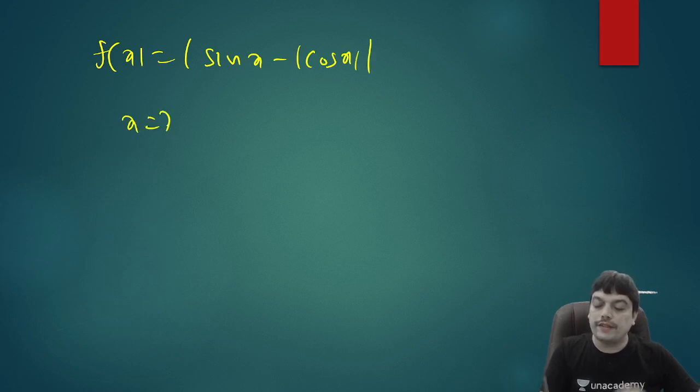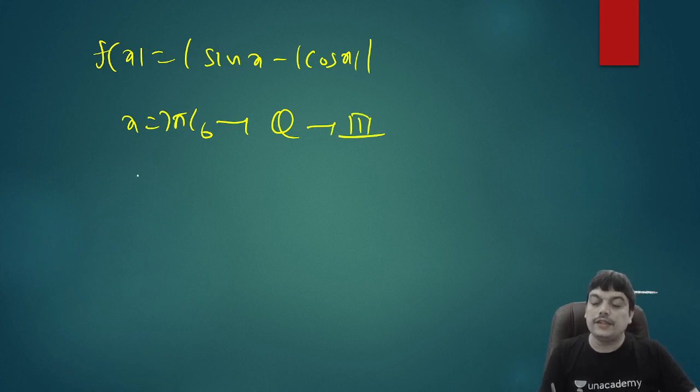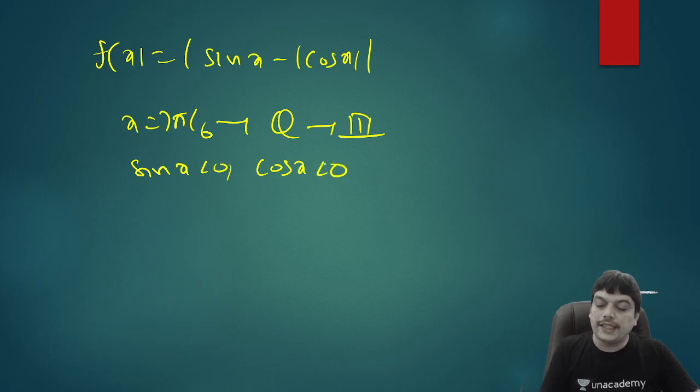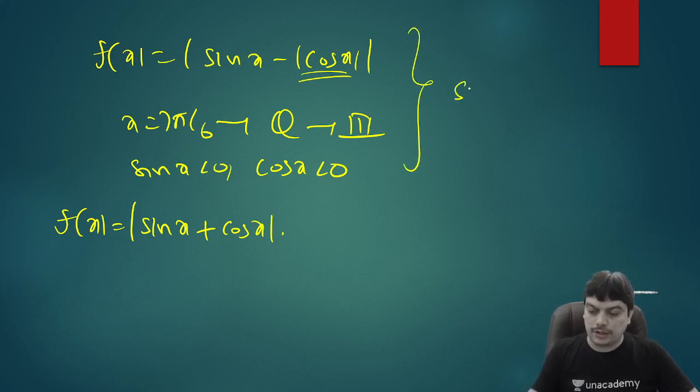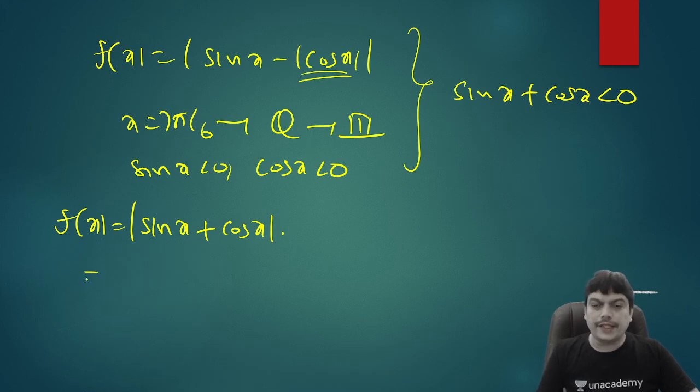So x equal to 7 pi by 6 is given. This is in quadrant 3. So if that is in quadrant 3, you know that sine is negative and cos is also negative. So when you write the function f of x, first we'll open the inner modulus, keeping the outer mod as it is. Cos is negative, so make it mod cos x as minus cos, so it will become plus. Now after you get this again, if sine and cos are negative, you know that the sum is also negative.